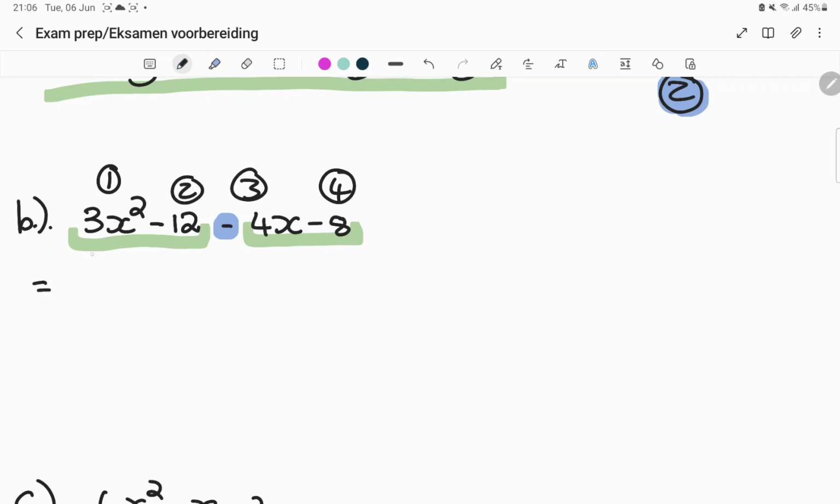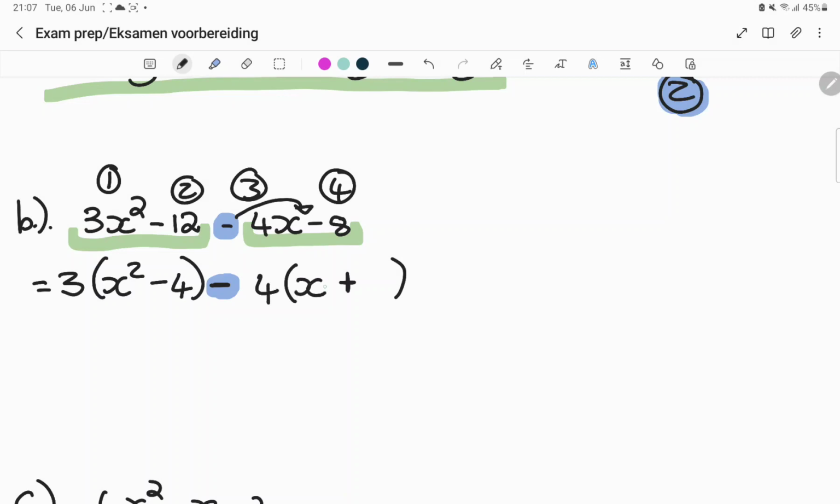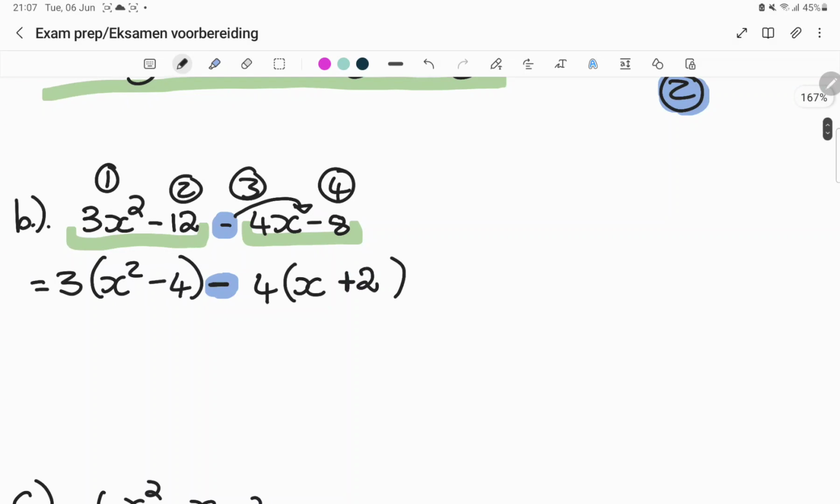Alright, so looking in my first group, I can see that there's a common factor of 3. So removing that, I'm left with x squared minus 4, because 12 divided by 3 is 4. Then I have my minus in between. And remember, whenever you have a negative, you know that the sign in your bracket has to change. So I already know that whatever is in my bracket now has to be a positive. Okay, so the common factor between 4x and 8 is going to be 4. So this leaves me with x plus 8 divided by 4, which is 2.